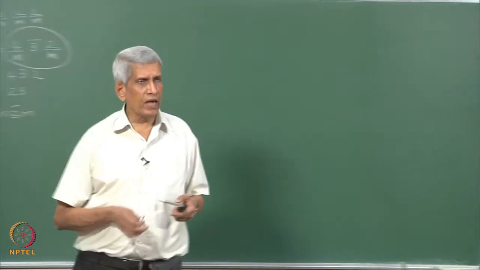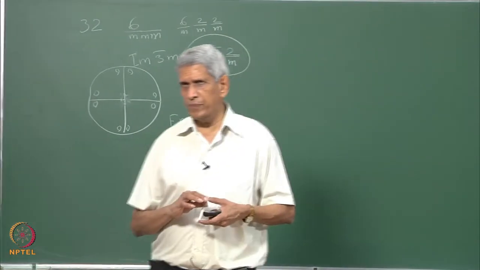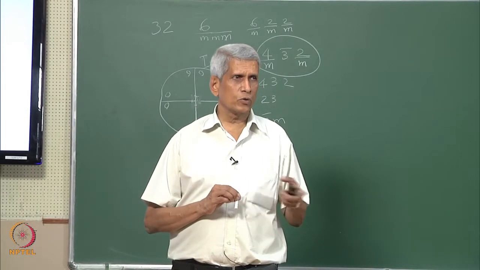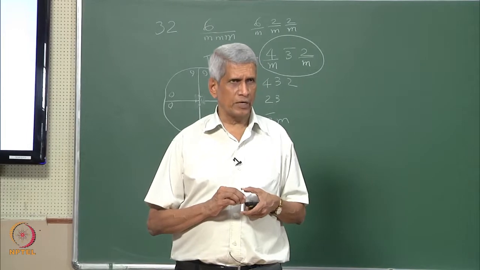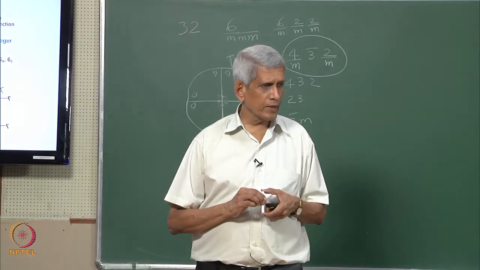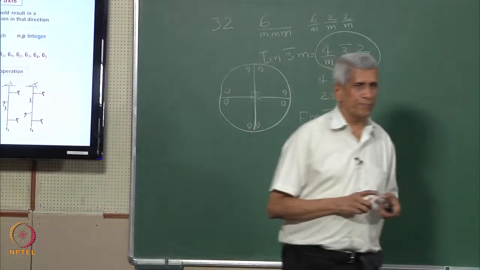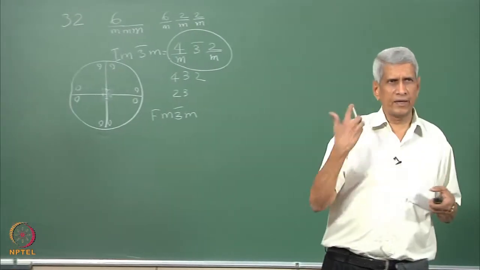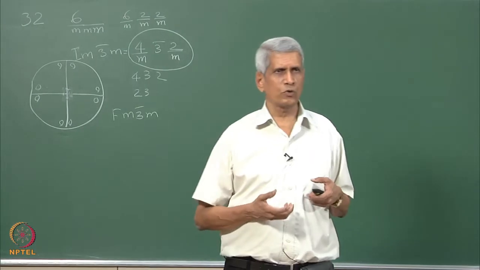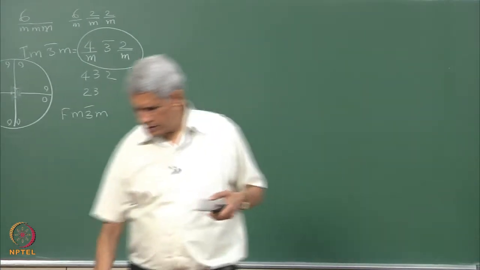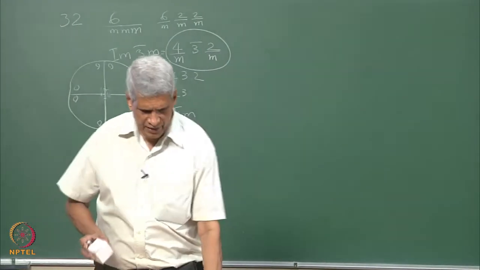About glide we have already considered when we talked about two-dimensional point groups. Okay. What we have to consider is another type of axis which is called a screw axis. Okay. That is in a crystal like this. Okay.